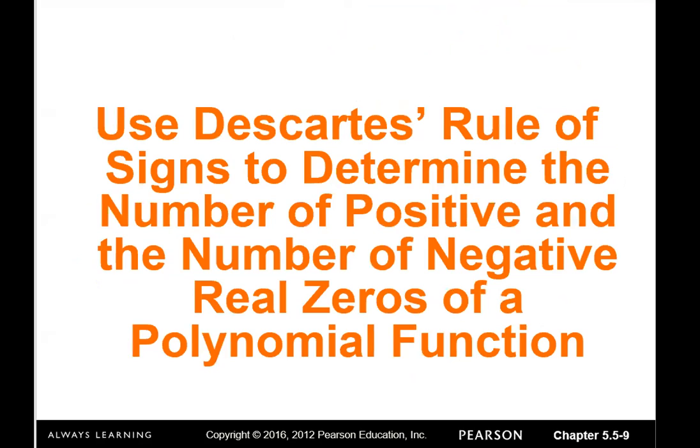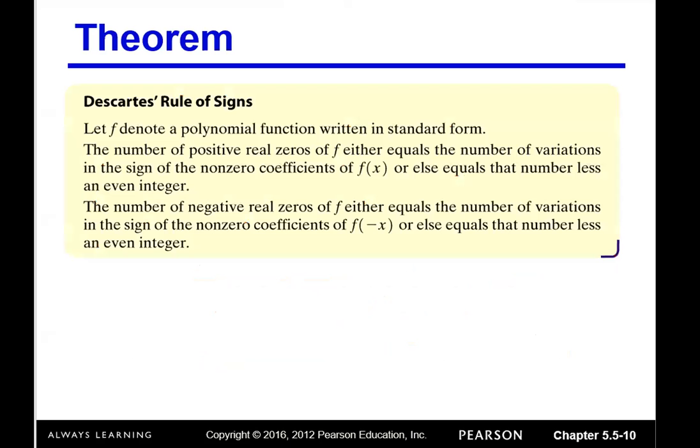Okay. And the next concept they want us to talk about is something called Descartes' rule of signs to determine the number of positive and the number of negative real zeros of a polynomial function. All right, so here's Descartes' rule. So again, you got f. That's your polynomial function written in standard form.